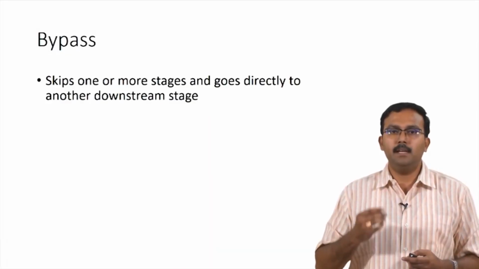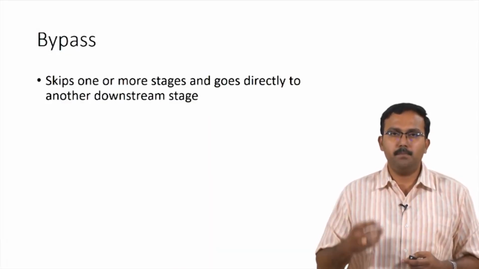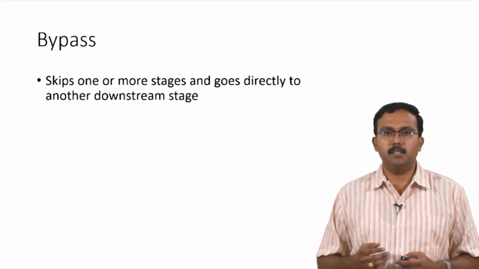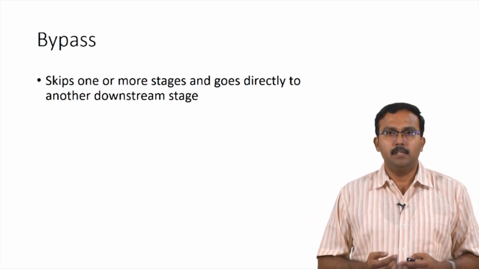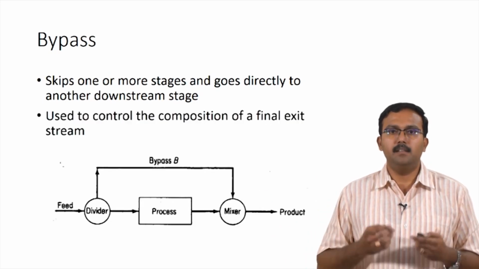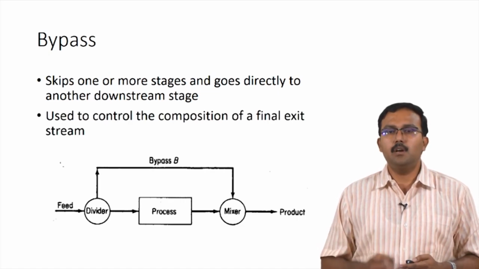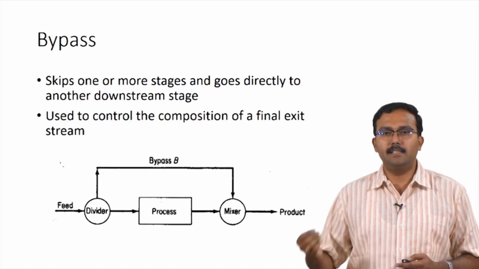The term is similar to what you would think of from a literary standpoint. Bypass is basically bypassing a process. So, bypass is when you have a stream which skips one or more stages in a process and goes directly to a process down the line. This is called bypass, and this is primarily used to control the composition of a final exit stream.